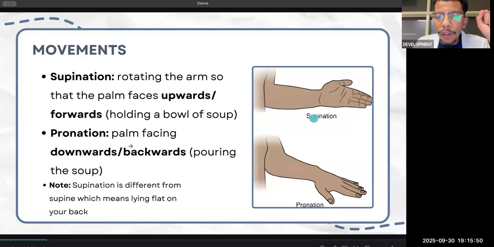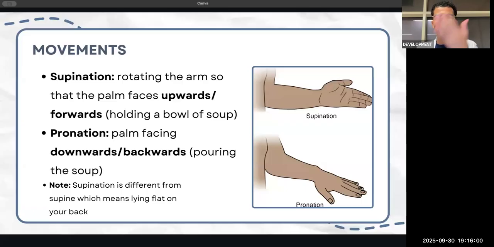Okay, now a quick note, guys. Supination is not the same as supine. Supine means you're laying on your back. Okay, so flat on your back, that is supine. Supination is rotating your arm so that your palms are what? Facing upwards. Okay. And then, of course, pronation is downwards.